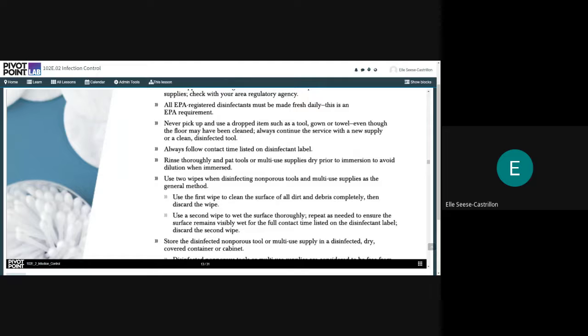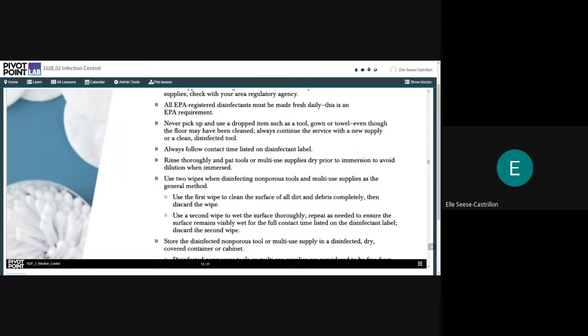Never pick up and use a dropped item such as a tool, gown, or towel, even though the floor may have been cleaned. Always continue the service with a new supply or a clean disinfected towel. Always follow contact time listed on the disinfectant label. Rinse thoroughly and pat tools or multi-use supplies dry prior to immersion to avoid dilution when immersed.